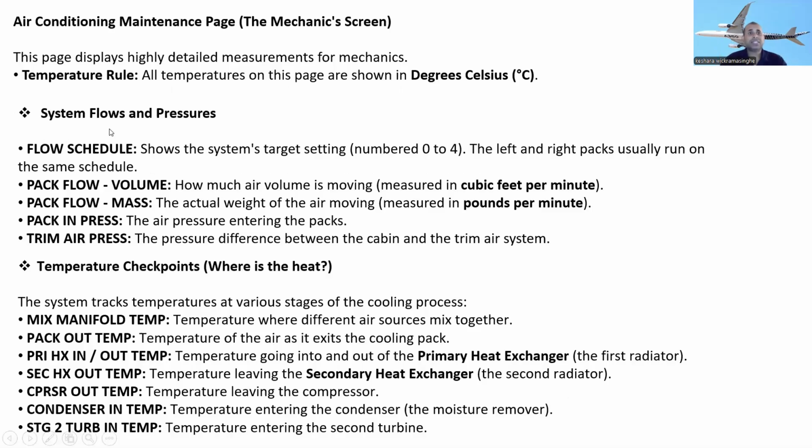Okay, so let's go to system flows and pressures. Let's see the flow schedule, which shows the system target settings numbered 0 to 4. The left and right packs usually run on the same schedule. The pack flow volume, how much air volume is moving, is measured in cubic feet per minute. And the pack flow mass, the actual weight of the air moving, is measured in pounds per minute. Then the pack in pressure, the air pressure entering the packs, and the trim air pressure, the pressure difference between the cabin and the trim air system. These are the things we can see in this maintenance page.